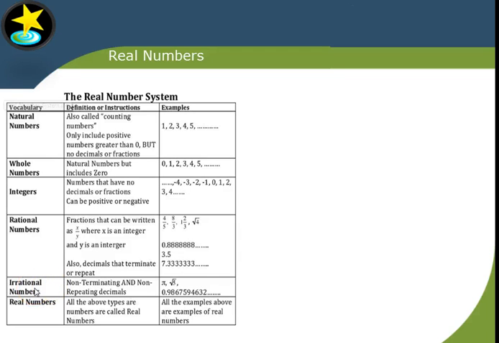So for any number, if you try to convert it into a decimal and you get a value which is non-terminating and non-repeating, it's an irrational number. Now, if you combine all of this, natural numbers, whole numbers, integers, rational numbers, irrational numbers, what you get is real numbers. So real numbers are a universe of what we have gone through so far. Let's take an example.